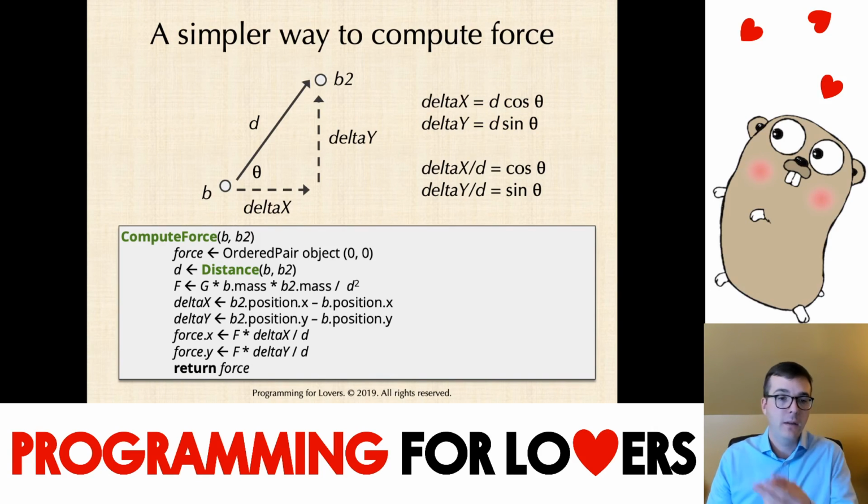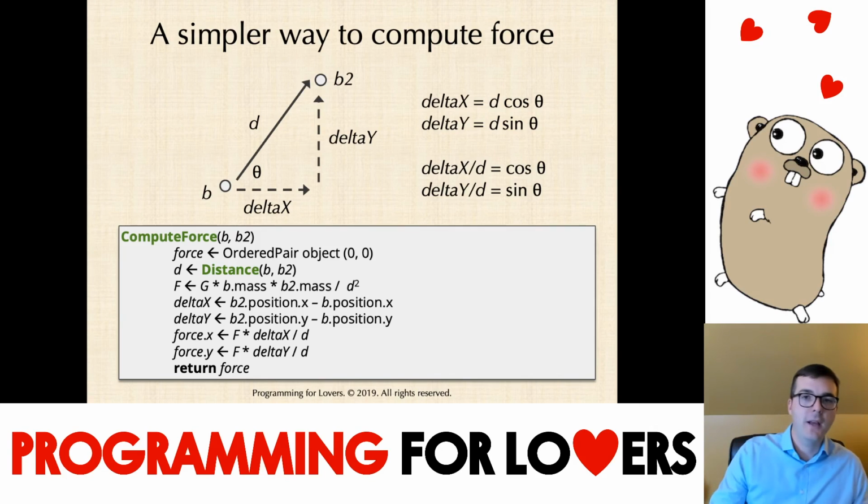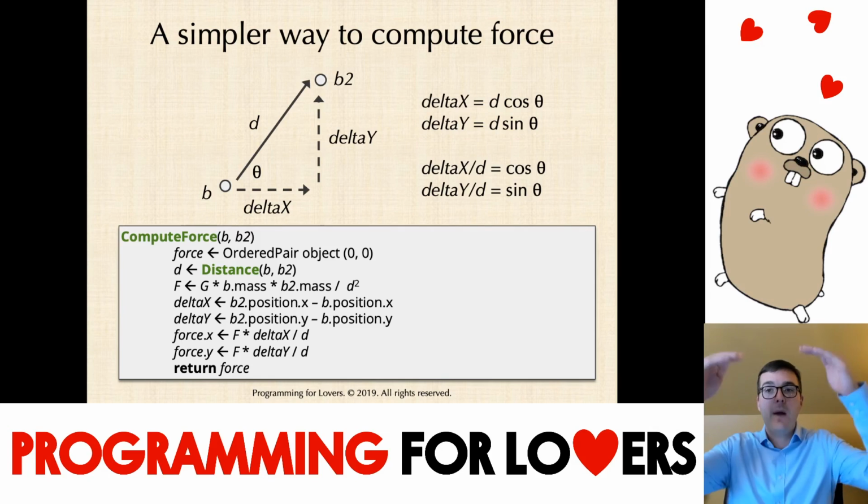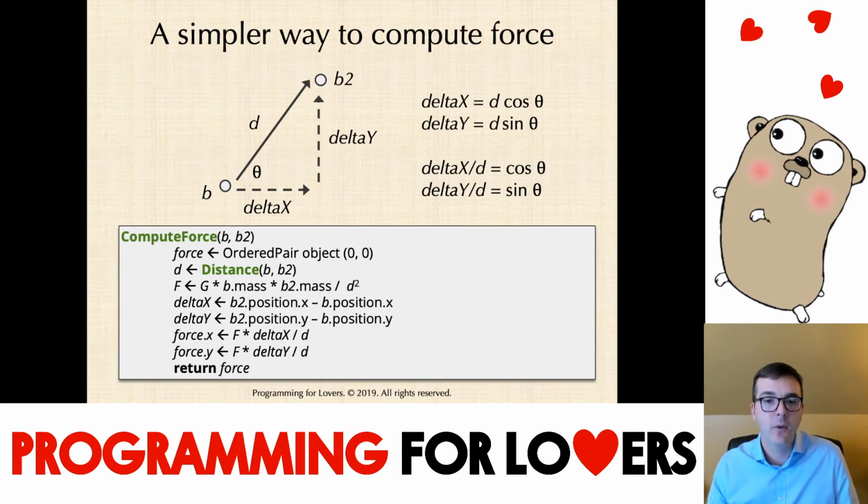And now I can simply apply my formula and say, well, the force in the x direction, how much is b getting pulled in the x direction by b2? It's equal to f times cosine of theta. So it's just f times delta x over d. And the amount that I'm getting pulled by b2 in the y direction is f times delta y over d, since delta y over d was equal to sine of theta.